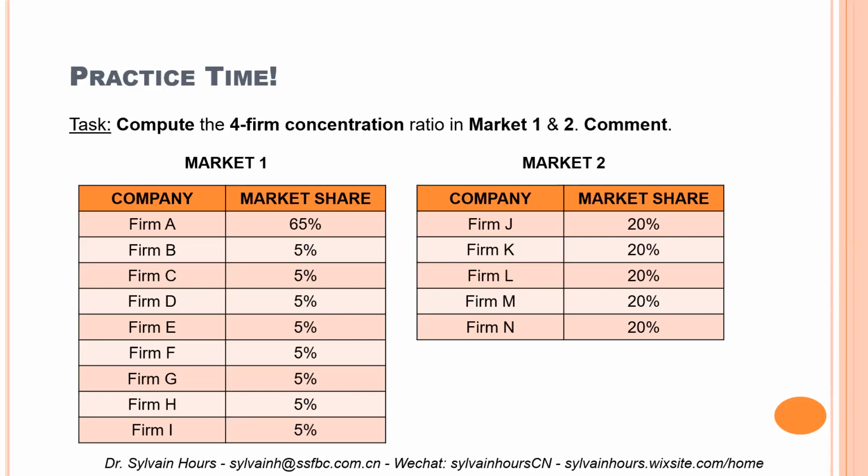But if you compute the 4-firm concentration ratio in the 2 markets, market 1 and market 2, you are going to find 80% in both cases. So even though it seems like firms have different market power in these different markets, the 4-firm concentration ratio does not show the differences between these 2 markets. So we have to be careful when using this indicator.